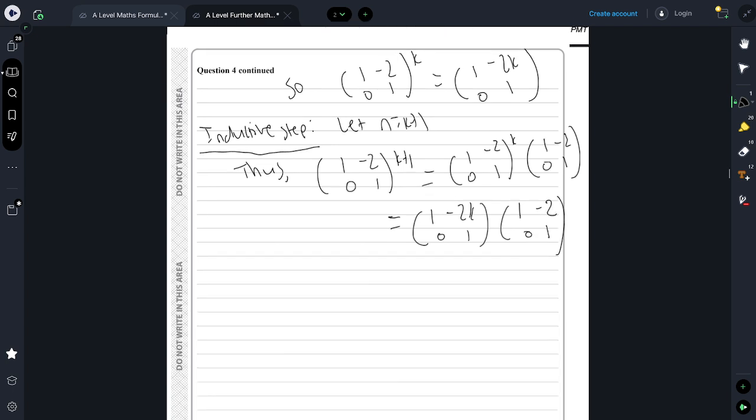And so what can we do now? Well, it's matrix multiplication. So for the left row, 1 times 1 plus minus 2k times 0, that's just 1. 1 times minus 2 plus 1 times minus 2k, so that's minus 2 minus 2k. Okay, and then here, 0 times 1 plus 1 times 0, 0. 0 times minus 2 plus 1 times 1 is 1. Okay, now let's factorise. This can factorise, bearing in mind the form we want it in. So that's going to be 1 of minus 2 of k plus 1, 0, 1. Hopefully you're happy with that.